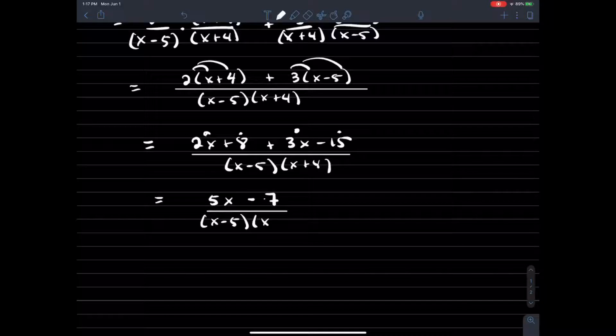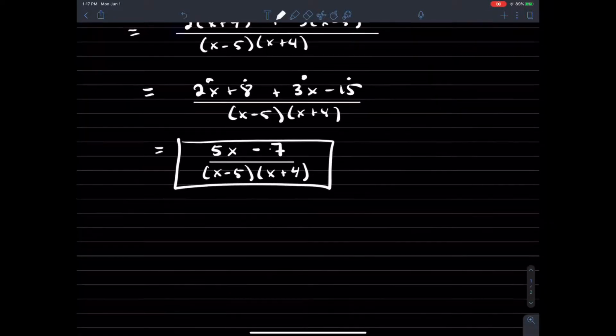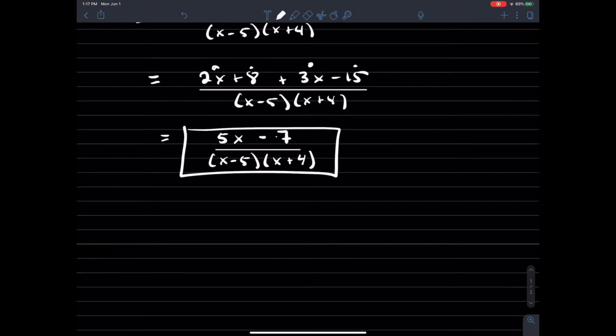Again, we can only cancel anything here if we have a factor of x plus 4 or a factor of x minus 5, which we don't, which means this is my final answer. But always do look after you add and subtract to see if you can simplify by factoring the numerator and denominator and canceling factors. Okay, a couple more.